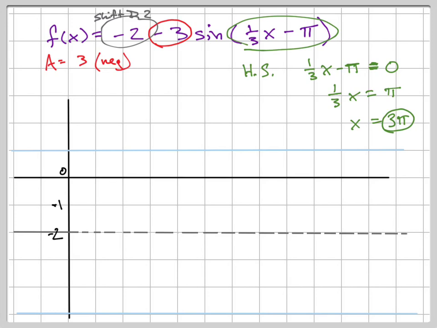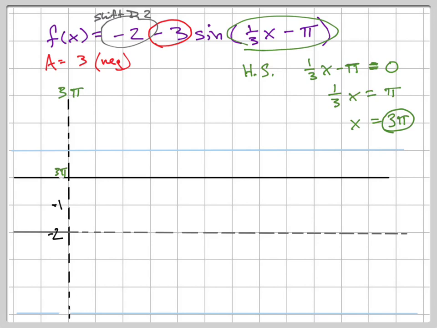So I know it's going to be shifting 3 pi to the right. So here's what I like to do. I take this line, what previously was the y-axis, and I make a dotted line, and I call it 3 pi. Instead of 0, I call it 3 pi, because it needs to start there anyway.